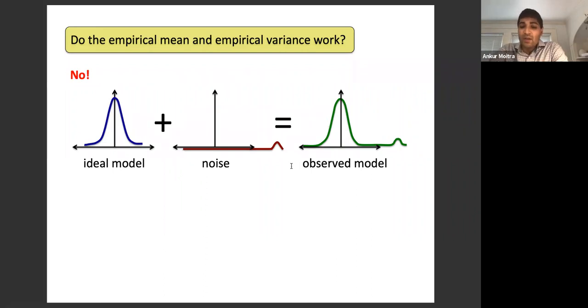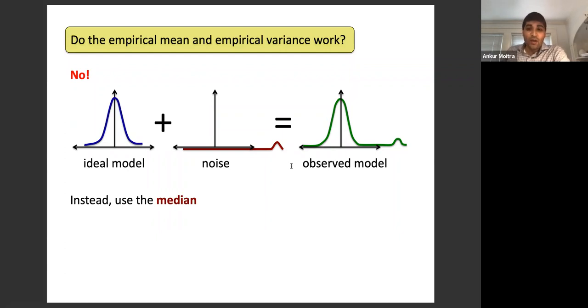And then what would happen is, if we take the right-hand side, this observed model, then as we move the bump further and further away from the center point of this distribution, the empirical mean is going to go arbitrarily far away, and it won't actually be a good estimate of the truth. So how are we going to fix this particular model?